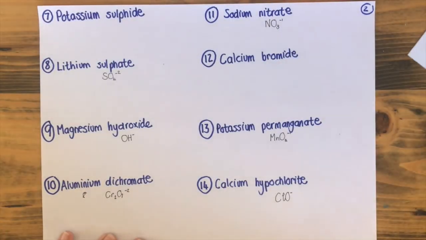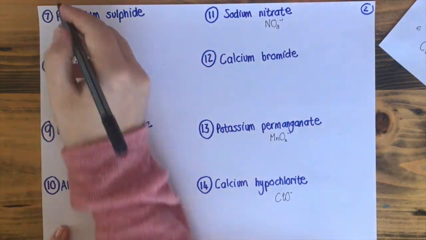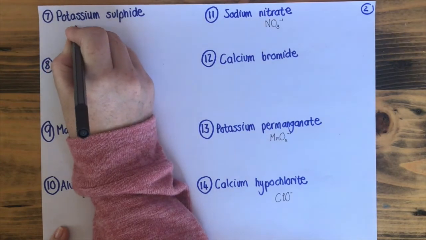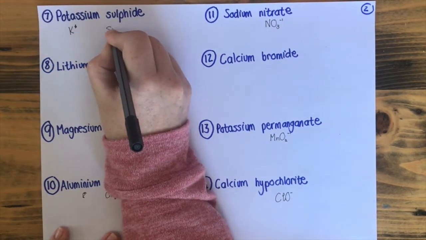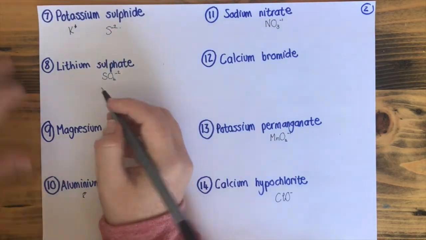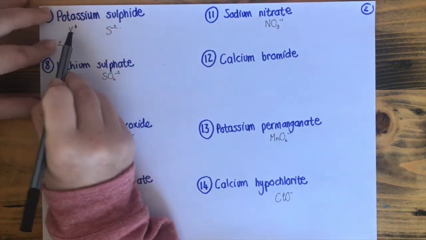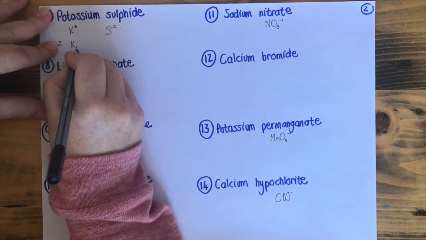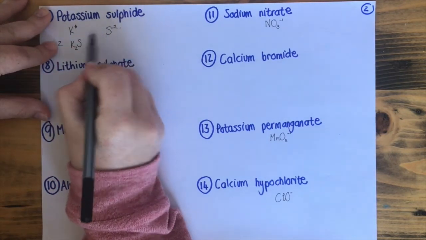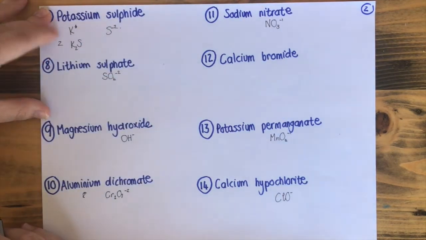Right, the second page of our worksheet, potassium sulfide. Potassium is +1. Sulfide is -2. Our lowest common number is 2. 1 goes into 2 twice, so K2. And then 2 goes into there once, so K2S.